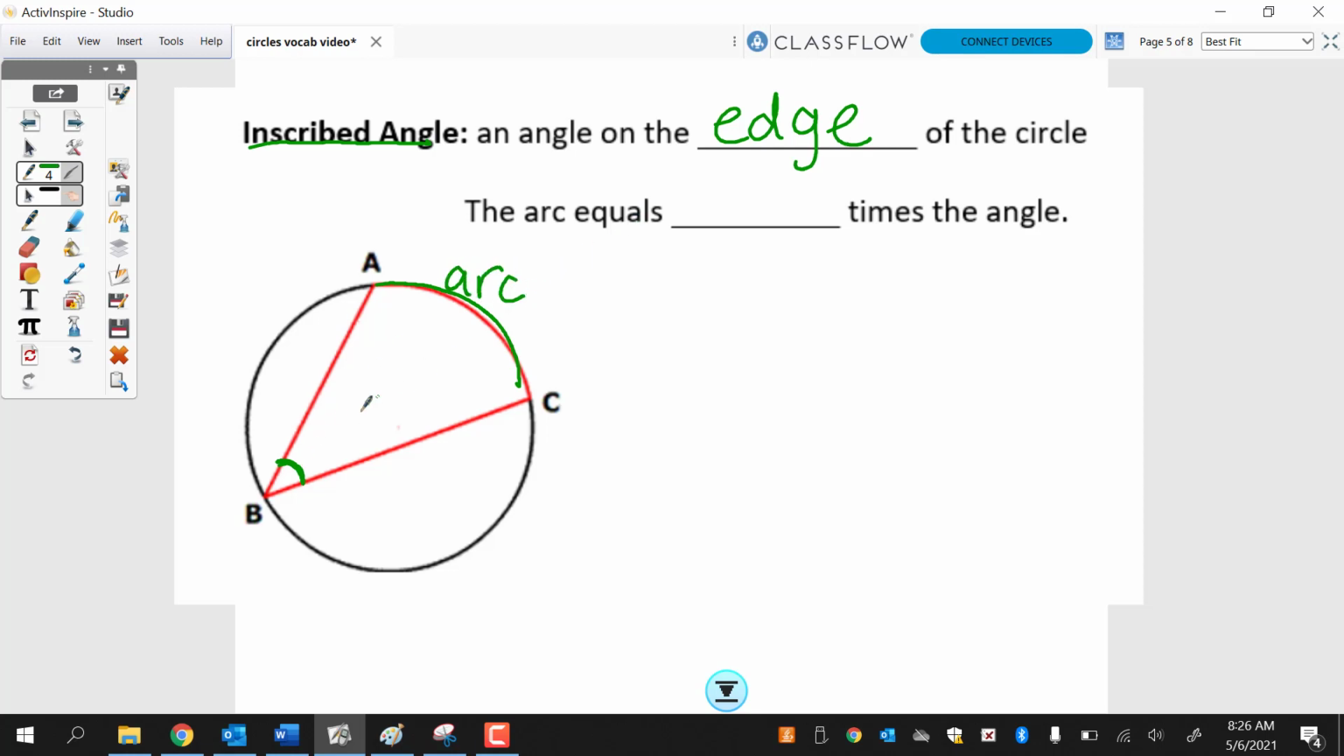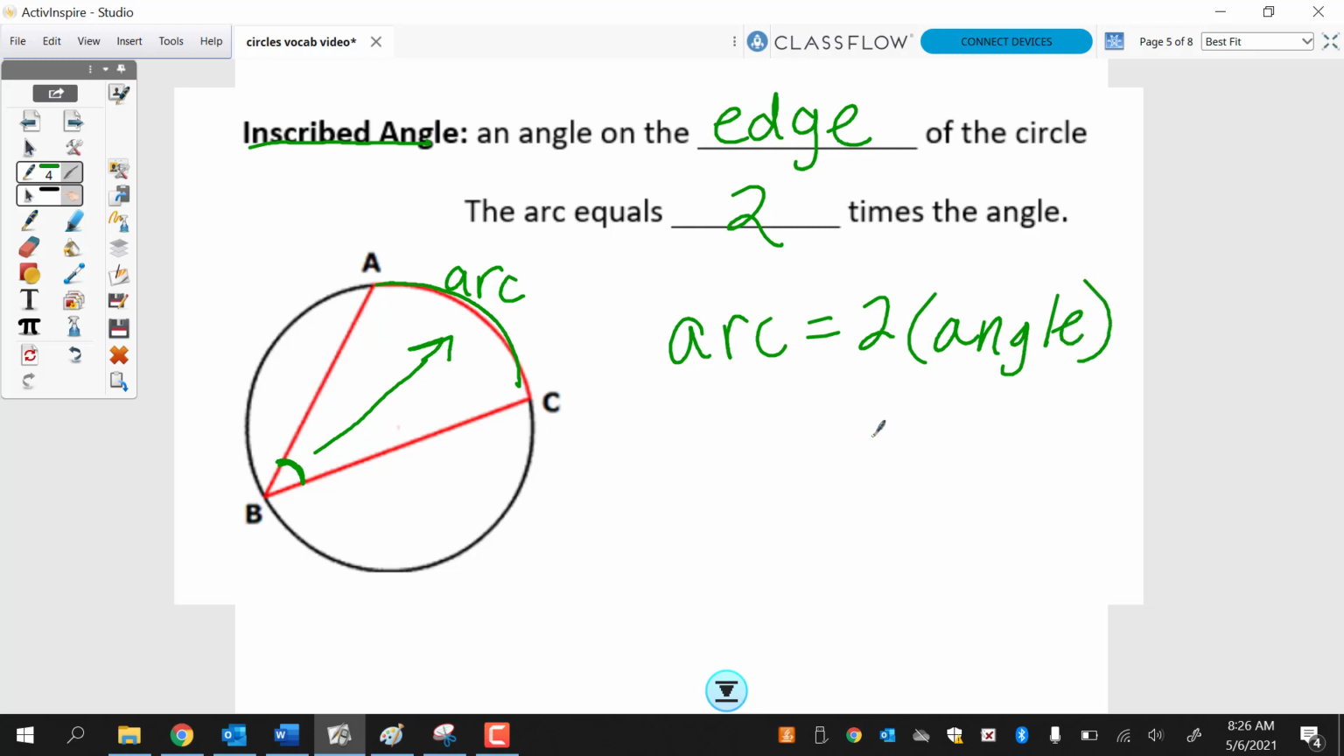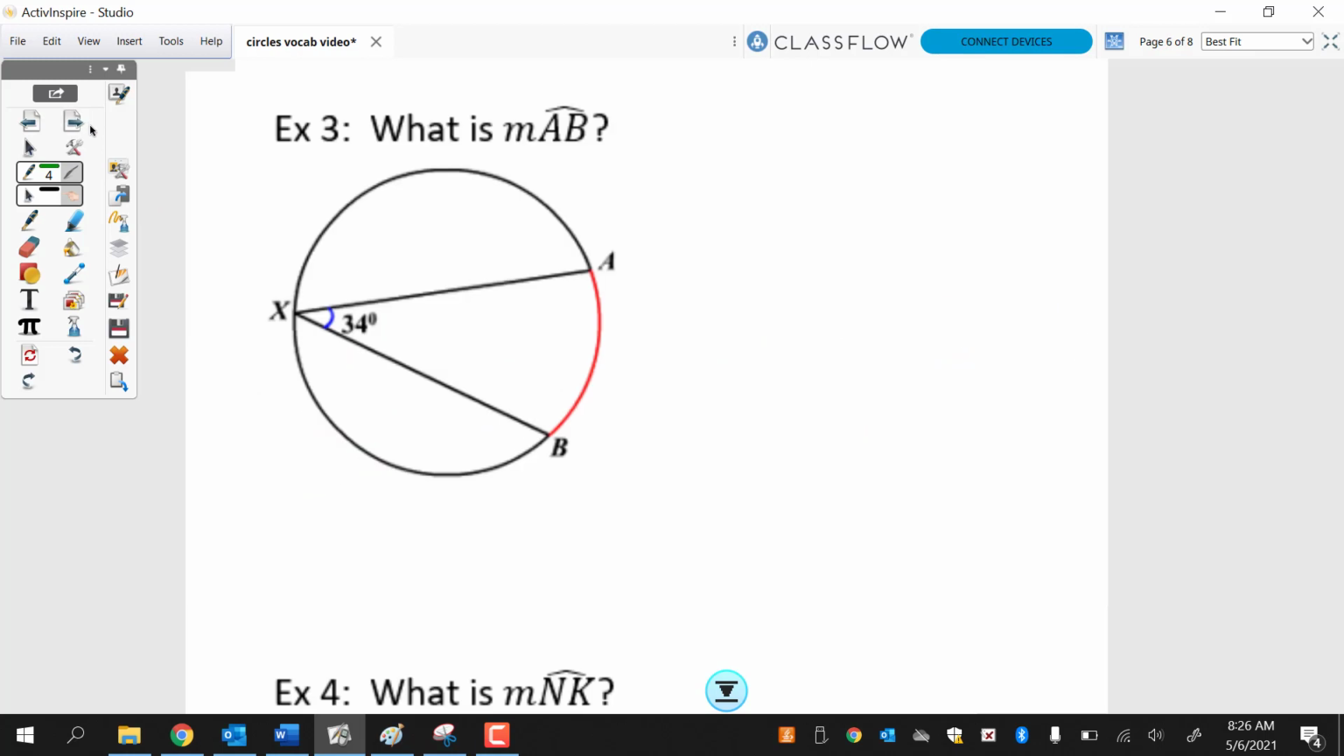So the relationship between these this time is that the arc equals 2 times the angle. So we have a little equation where we would say the arc equals 2 times, we know parentheses means times, the angle. So let's do some examples. It says, what is the measure of arc AB? So that's out here.